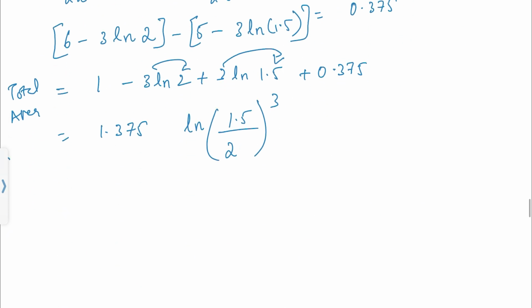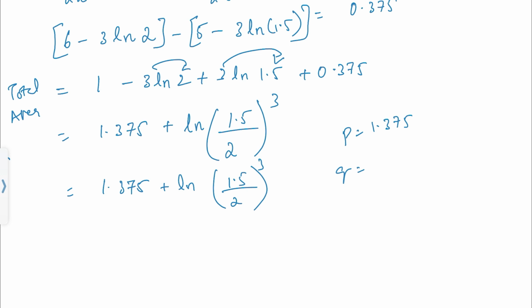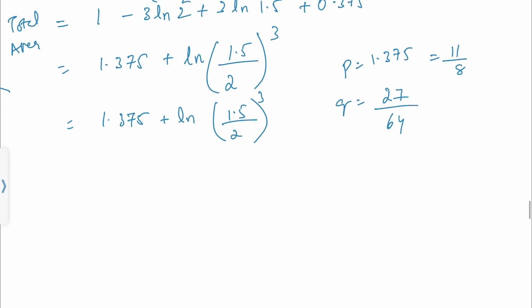And our final answer would be 1.375 plus ln of 1.5 over 2, power 3. So our P would be 1.375 and our Q would be 1.5 over 2, whole cube. This would be 27 over 64. And this 1.375 can be written as 11 upon 8. So this is our answer.